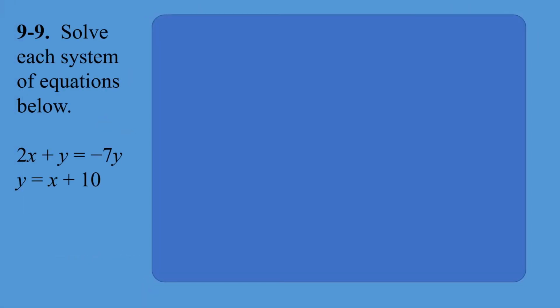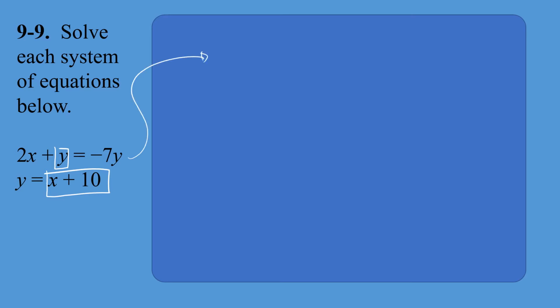So in the textbook, there is a part A and a part B for question 9. It says solve each system of equations below. I'm just going to do the one system here. When I look at this system, to me, this is a perfect candidate for substitution because x plus 10 is exactly equal to y. So that's what I'm going to do.